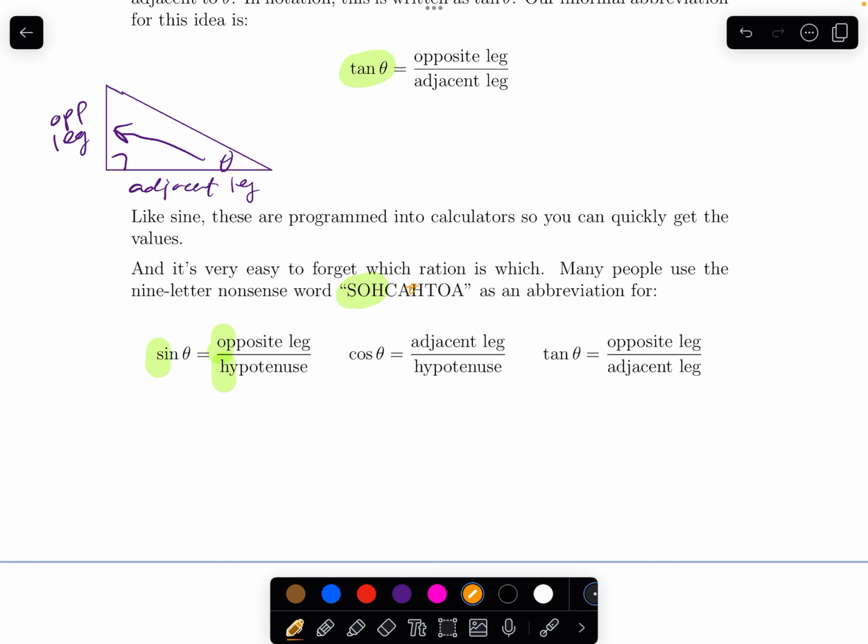The CAH is cosine is adjacent over hypotenuse, CAH. And finally, the TOA, oops, I wanted to highlight that. The TOA is TOA. Tangent is opposite over adjacent.